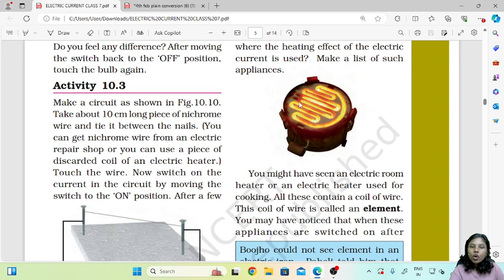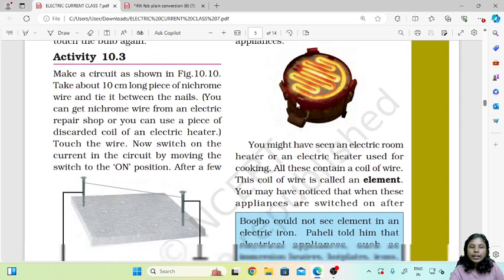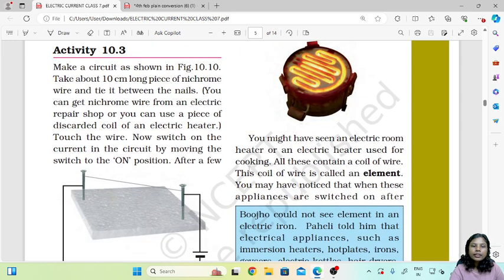They have this coil-like thing. When you turn it on, they heat up and become red. You might have seen an electric room heater or an electric heater used for cooking. All these contain a coil of wire. This coil of wire is called an element.